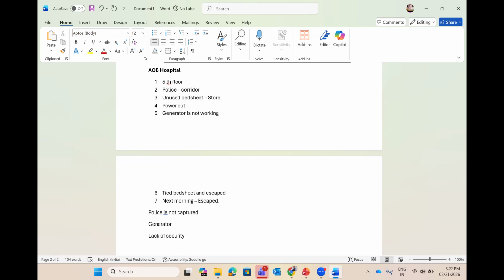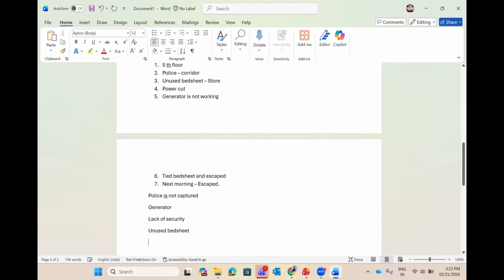Okay. Lack of security. And the unused bed sheets are not moved from that room, staying in the room. That could be it, right? The unused bed sheets need to be moved to some other store or somewhere else. Okay. That's all? Anything else?